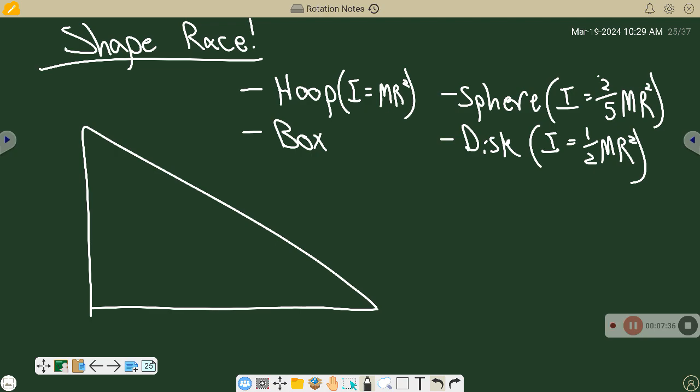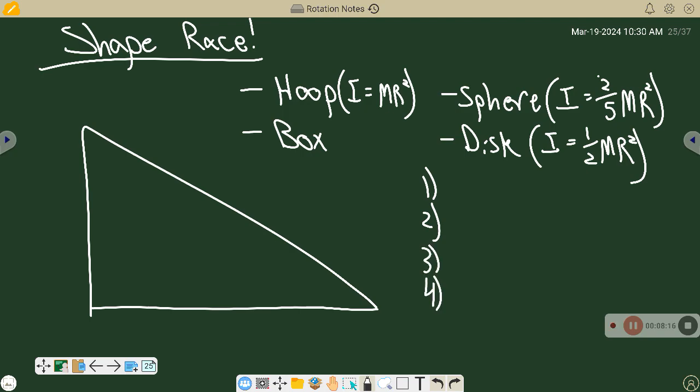Okay, next up we have our shape race. I have 4 shapes here that I'm going to put at the top of this ramp that I've drawn. I have a hoop, a sphere, a box, and a disc. I've provided the rotational inertia equations for all of the various rotating objects. The question is, in what order are these going to hit the bottom of the ramp? I should mention, they all have the same mass, they all have the same radius, just to make things easy for us. We're going to order this race. We're going to see who gets first, second, third, and fourth.